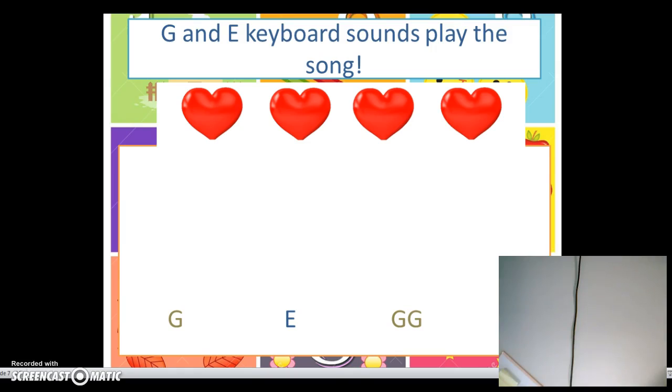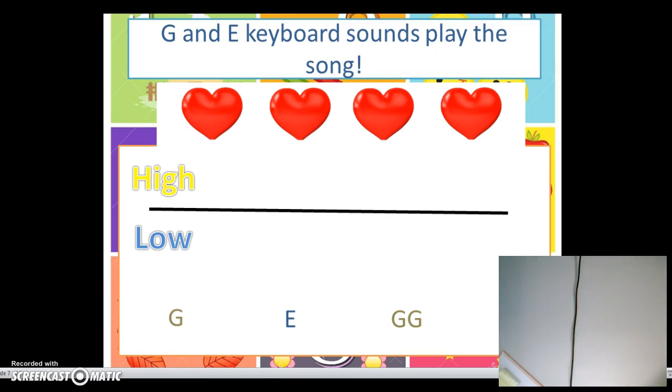So our counting song says 1, 2, tie my shoe. To find that high sound for 1, those high sounds are going to be G. So instead of putting 1, we're going to put a G. And for those low sounds, instead of putting 2 in our song, we're going to put in E. So instead of 1, 2, or high, low, we now have G, E. Let's figure out the last 2 beats.